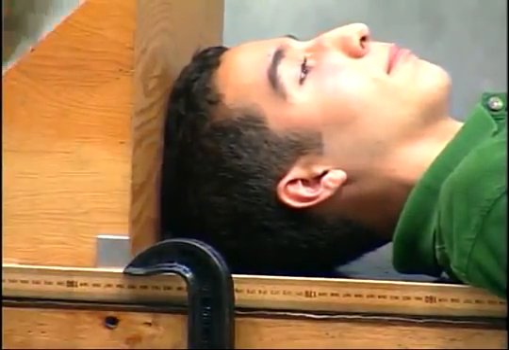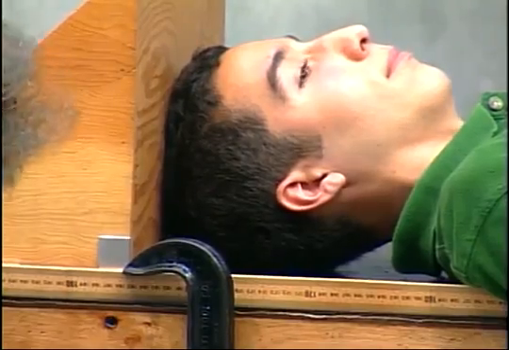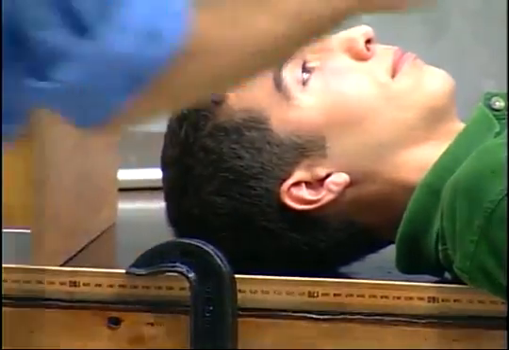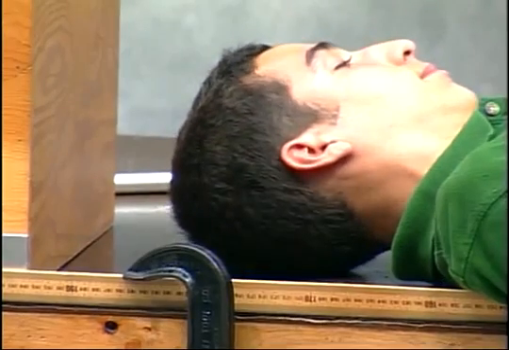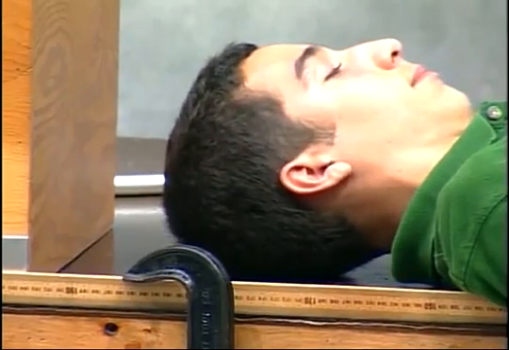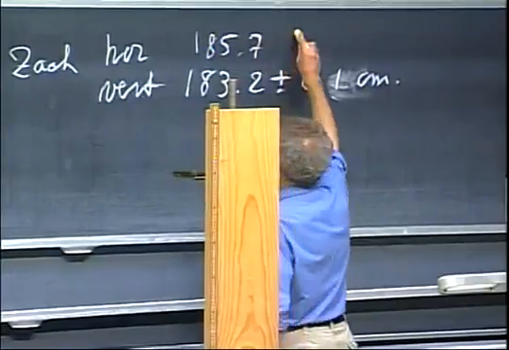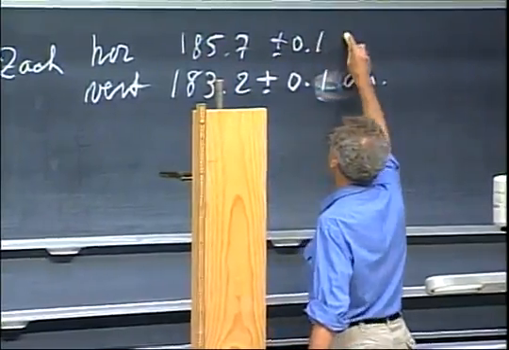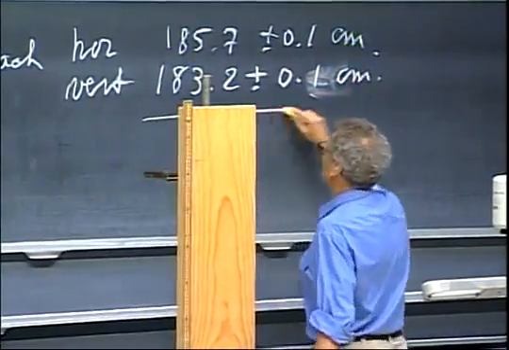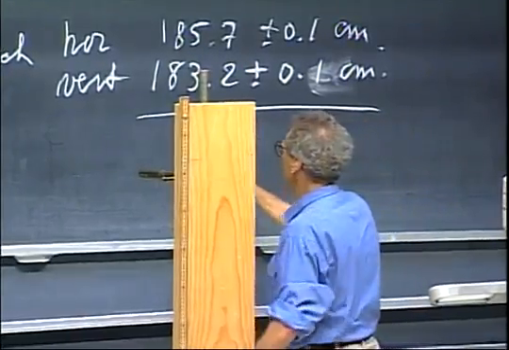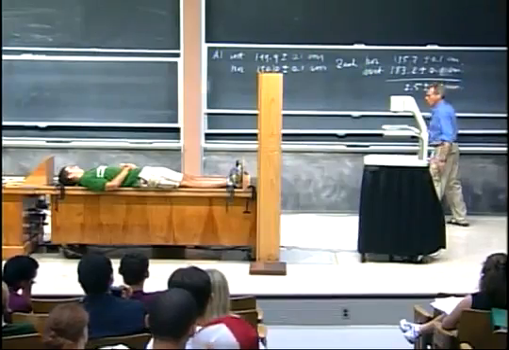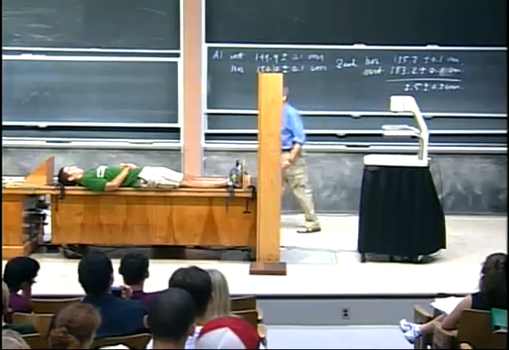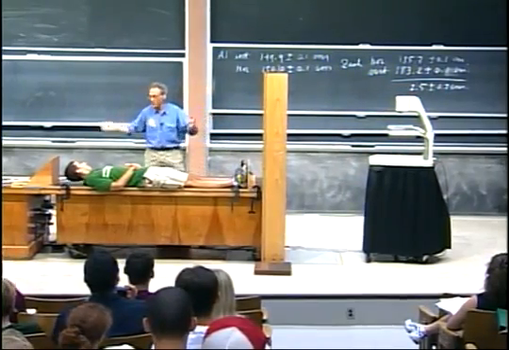185.7. Stay where you are. 185.7. I want to first make the subtraction. 185.7 plus or minus 0.1 centimeter. That is 2.5 plus or minus 0.2 centimeters. You're about 1 inch taller when you sleep than when you stand up. My grandmother was right. She's always right.